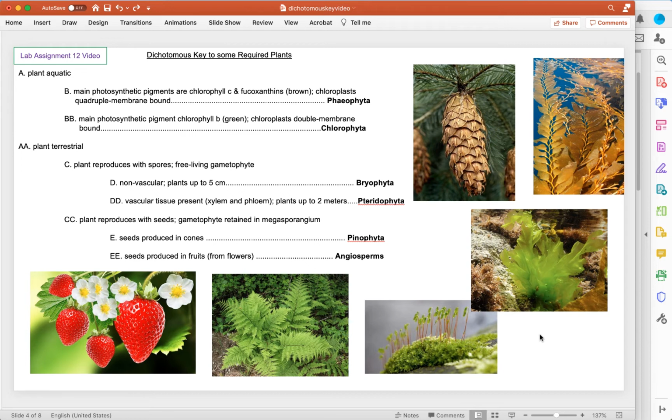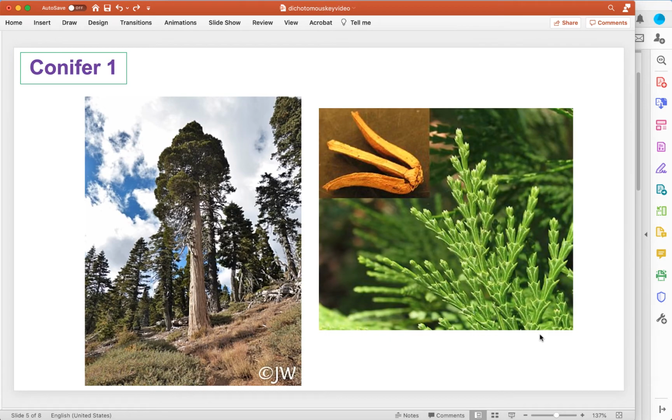Cool. So that's how a dichotomous key works. Now for your assignment, you're going to be using a dichotomous key that's much harder. So I just wanted to show you how to use this, and then you're going to use a different one on your own, okay? And I actually wanted to walk through one conifer with you, because that's where you're going to be keying out our three different conifers.